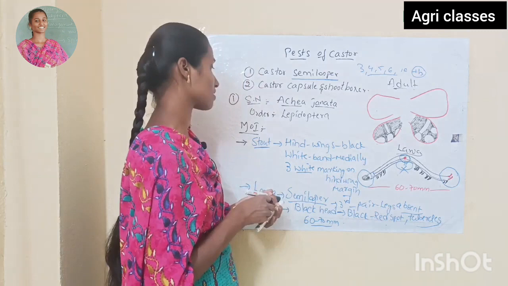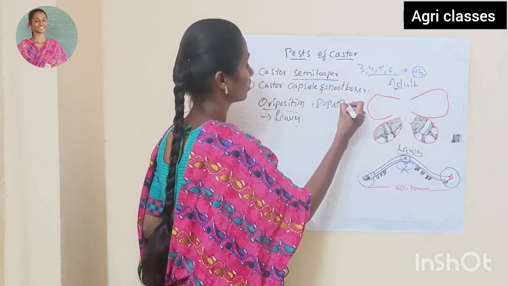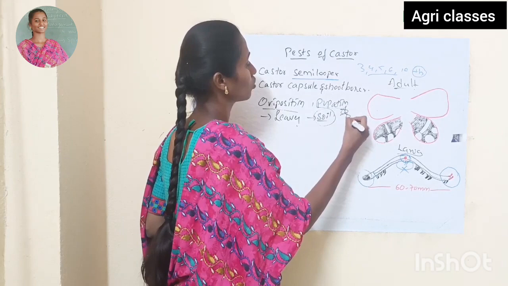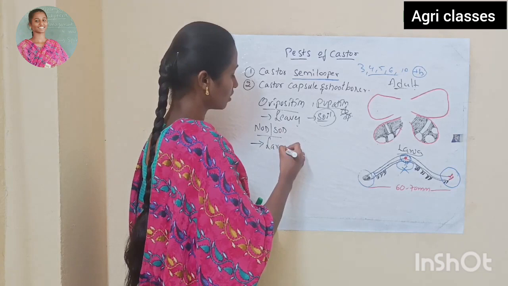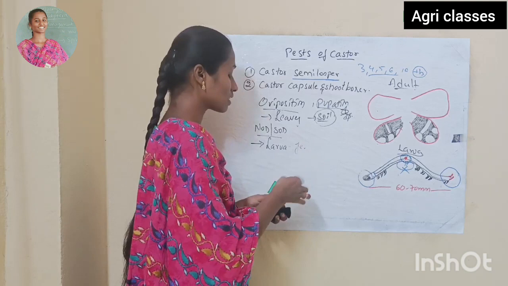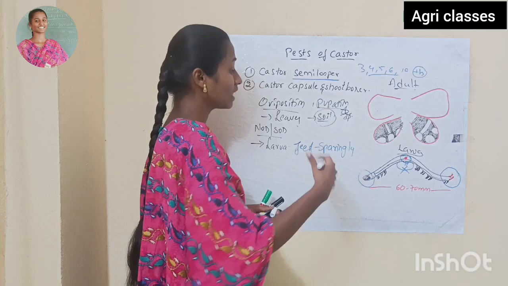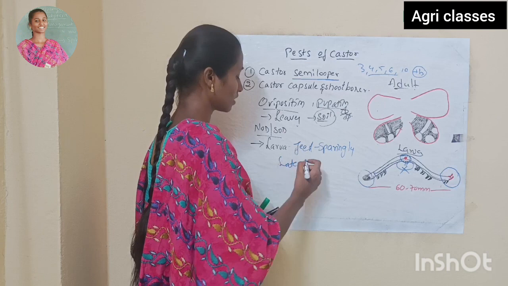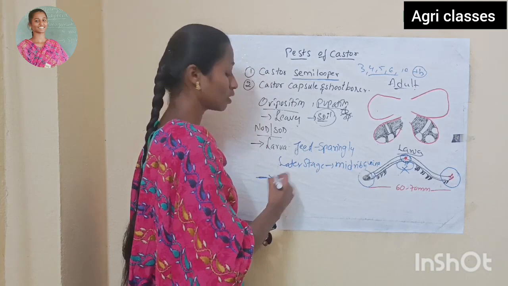Oviposition site of castor semilooper is leaves and the pupation site is soil. This is the most important bit for objective types: castor semilooper oviposition site and pupation site. Now, nature of damage or symptoms of damage. Mainly these larvae feed on the leaves. In early stages, they will feed sparingly, meaning they will not eat the full leaf; they will leave some of the leaf part. In later stages, they will eat complete leaves and leave only the midrib and veins. In high infestation, we can see only midribs and veins.